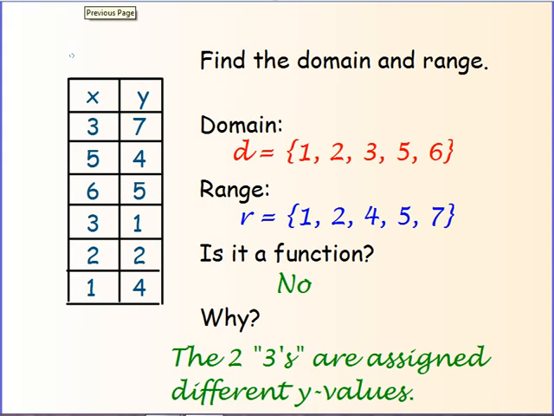Take a look at this one. Do you see in the table how I have two of the same x value? And at the same time, that 3 is assigned to a 7 when it's also assigned to a 1?